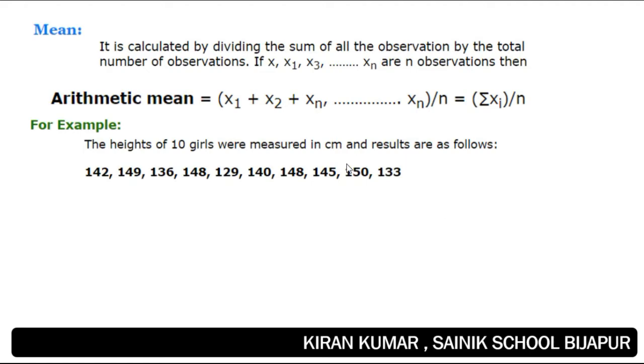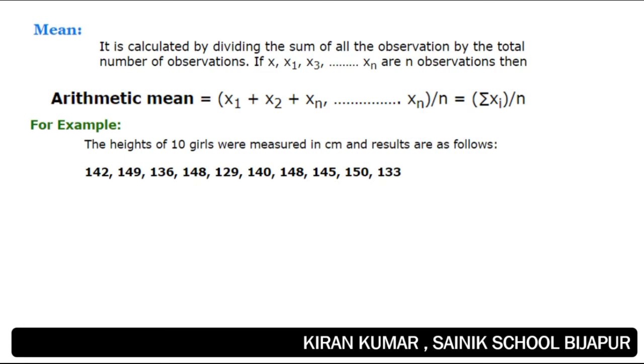Remember, we also had learned the definition of a mean. It is calculated by dividing the sum of all the observations by the total number of observations. If x1, x2, x3, and so on till xn are n observations, then the sum of those observations divided by n is also given by sigma xi divided by n.